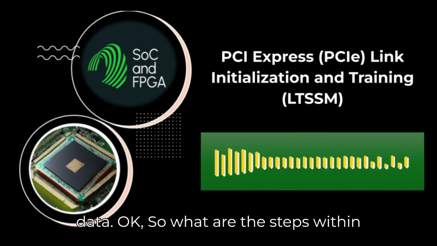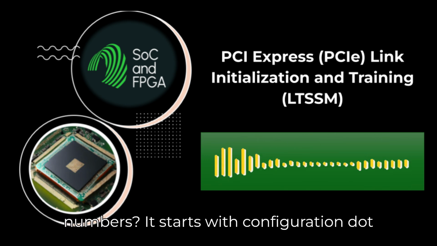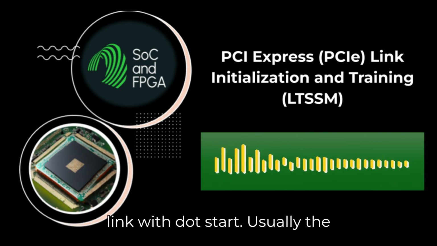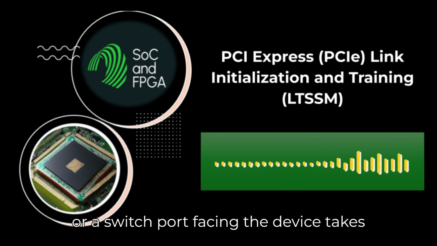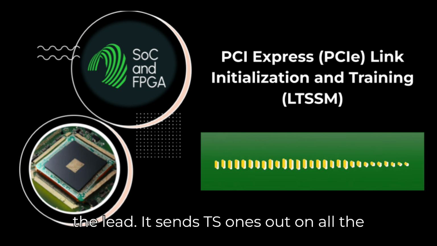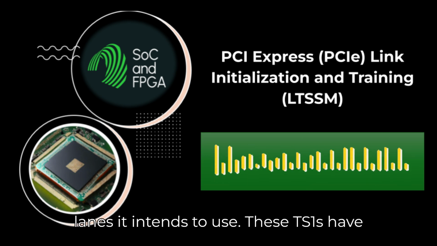Okay, so what are the steps within configuration? How does it assign these numbers? It starts with Configuration.Linkwidth.Start. Usually the downstream port, that's your root complex or a switch port facing the device, takes the lead. It sends TS1s out on all the lanes it intends to use.